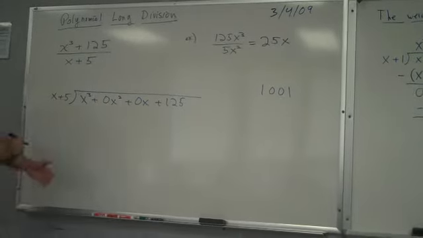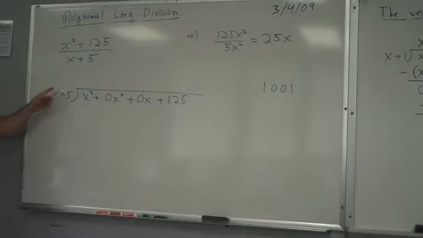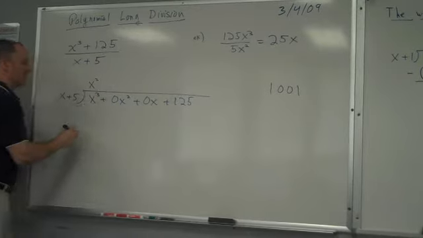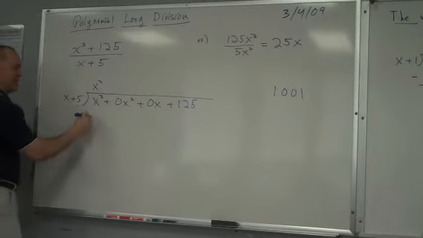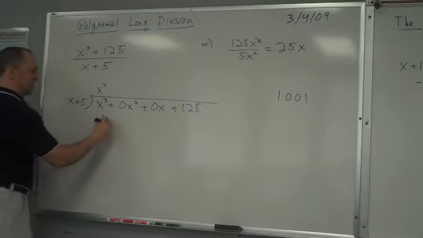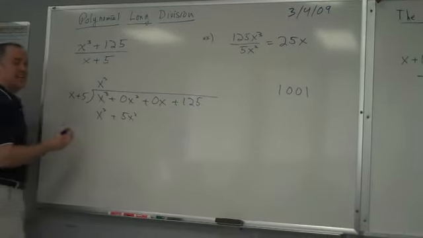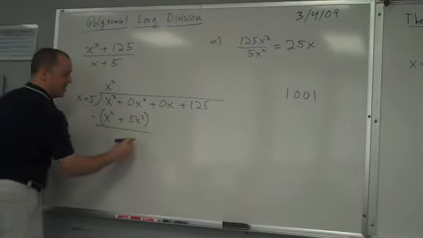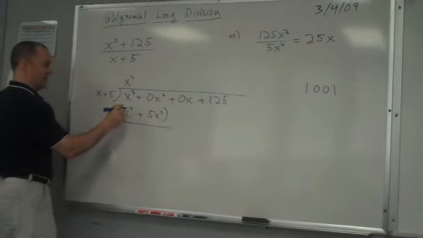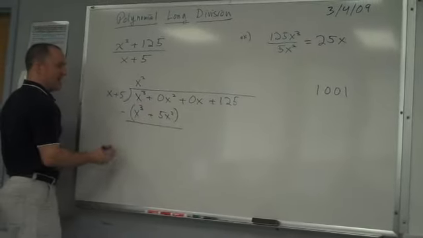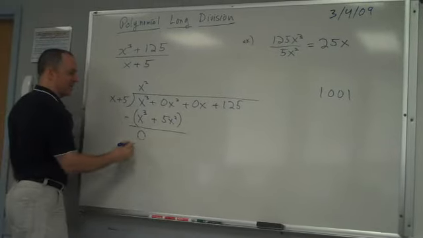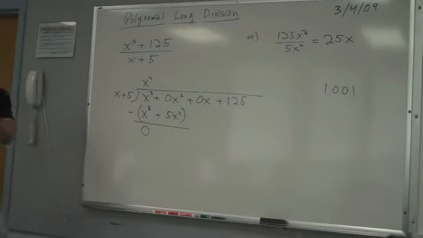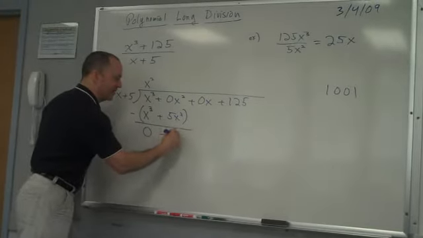I'm good? Okay. Now once again I ask myself, what times x gives me x cubed? x squared. Okay, and now I have to multiply the x squared by each of these. x cubed plus 5x squared. Here's an easy place to mess up. Remember, I'm subtracting the entire binomial here. So now, I'm sorry, I've already made a mistake. That is supposed to be x cubed. x cubed minus x cubed gives me the 0. 0x squared minus 5x squared gives me? Negative 5x squared. Very good.